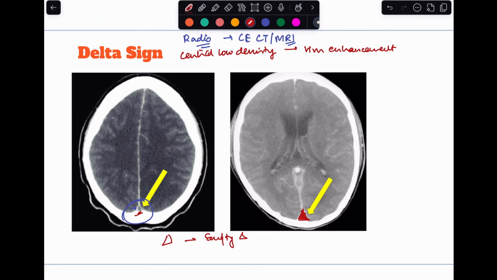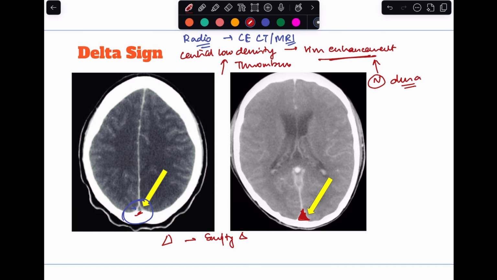That leads to this typical finding where we see a central non-enhancing triangular area, which indicates the thrombus, surrounded by enhancing dura, which gives this rim enhancement. So the central low density that we are seeing over here is the thrombus, and the rim enhancement is the normal enhancement of the dura. This gives rise to the delta sign or the empty triangle sign.